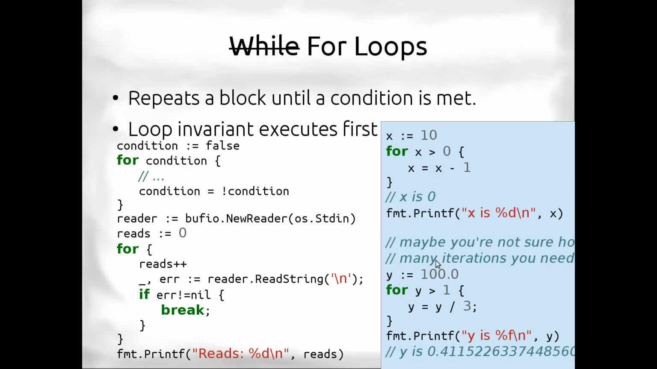Then another reason you might use something like a while loop is when you've got to loop over a few things many times and you don't know how many iterations you need. So in this case, we've got y equals 100, and then while y is greater than 1, divided by 3. This loop will run a bunch of times dividing by 3, so we get like 33 and things like that.